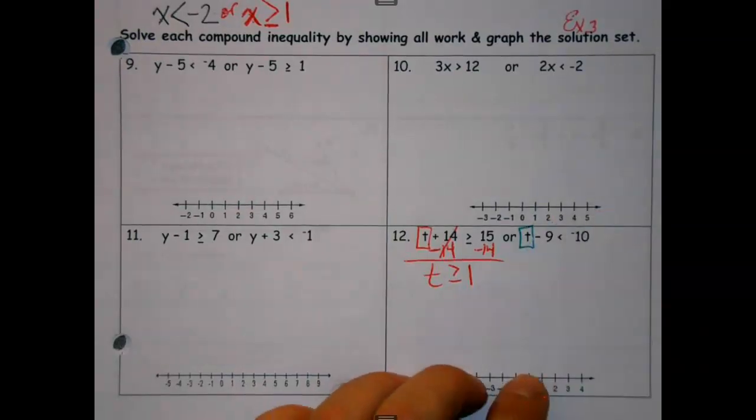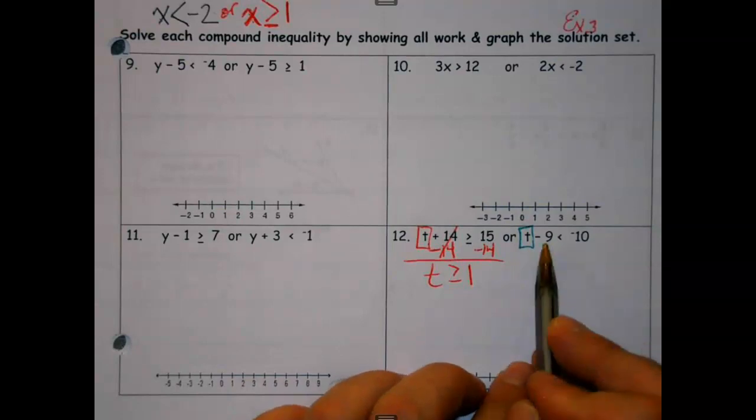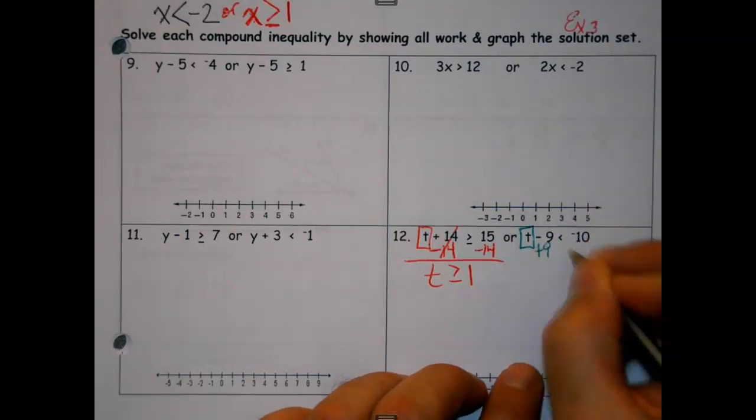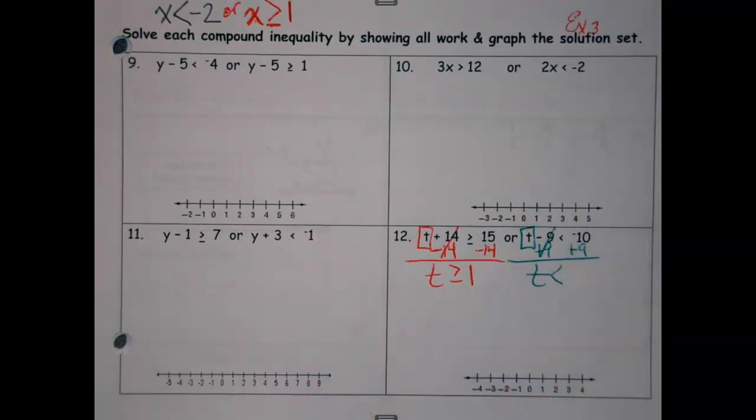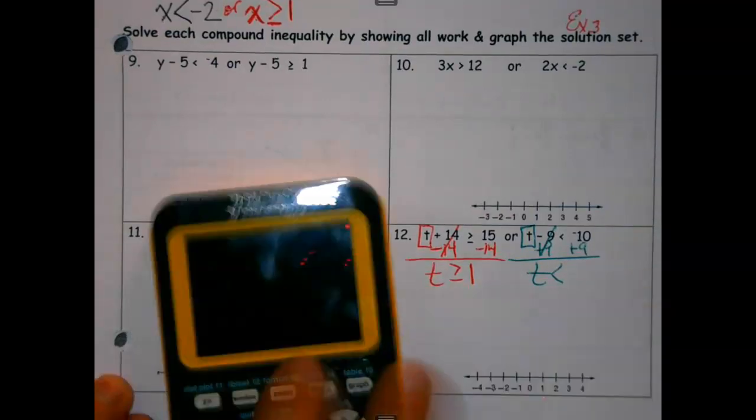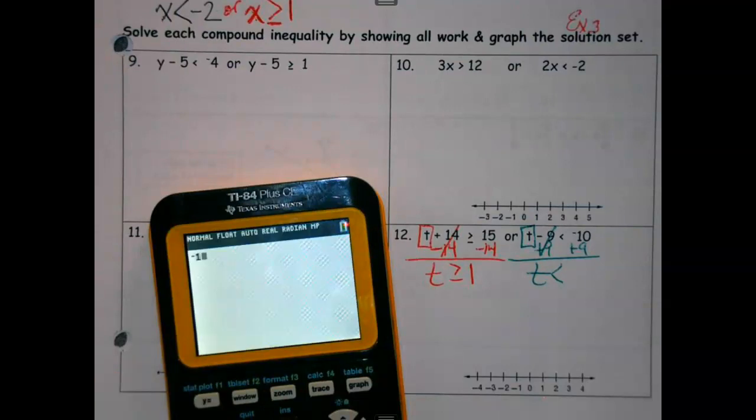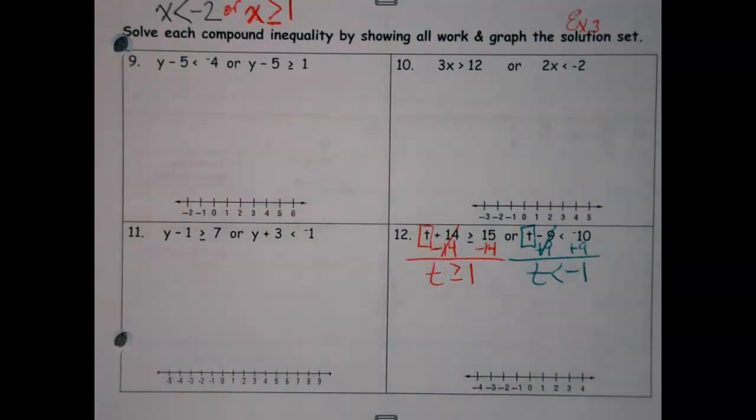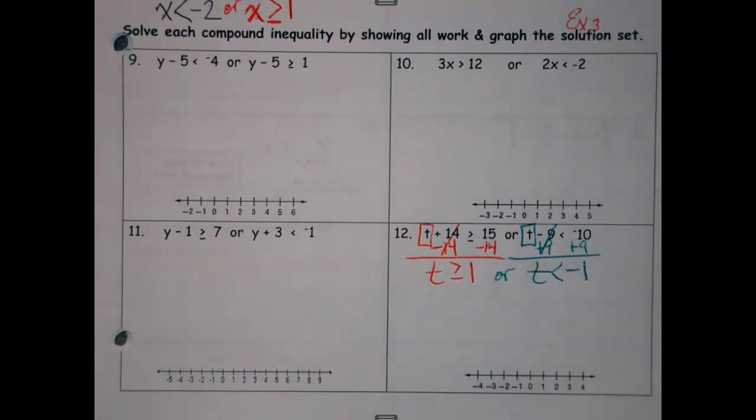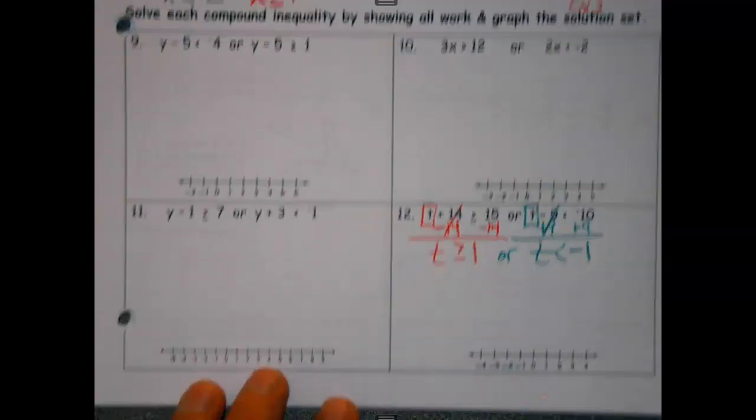Over here, what's my opposite going to be? We're going to add our 9. If you're not sure on the signs, because we have a negative and a positive this time, again, there is no problem with going to the calculator and getting that in here. So once I've got them both solved, I have t by themselves.